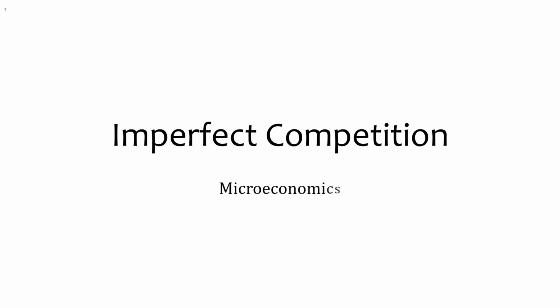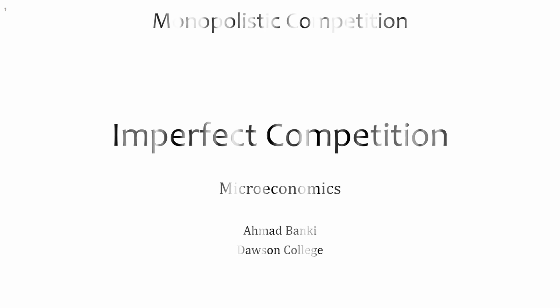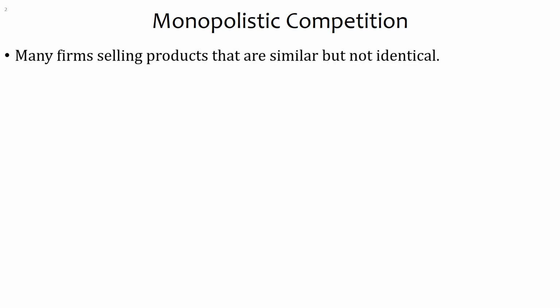Imperfect competition, which covers monopolistic competition and oligopoly. Monopolistic competition, as you can guess from the name, is a mix of monopoly and competition. Basically, it's when you have many firms selling products that are similar but not exactly identical, right? And there are many examples of this. So this is where it gets more realistic.